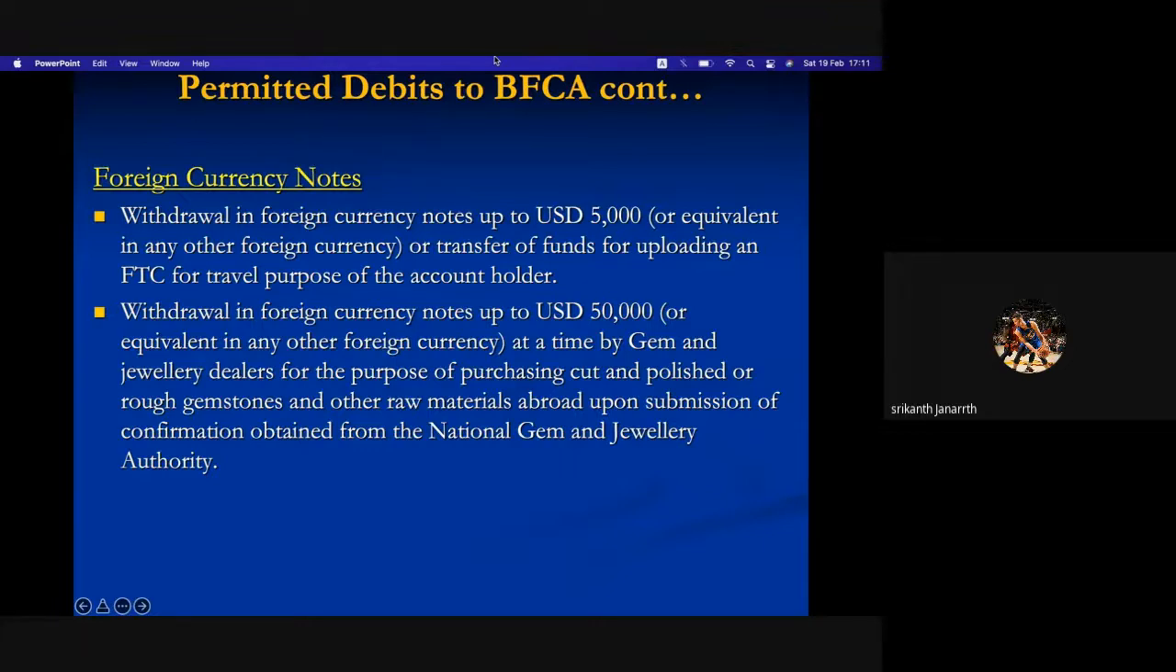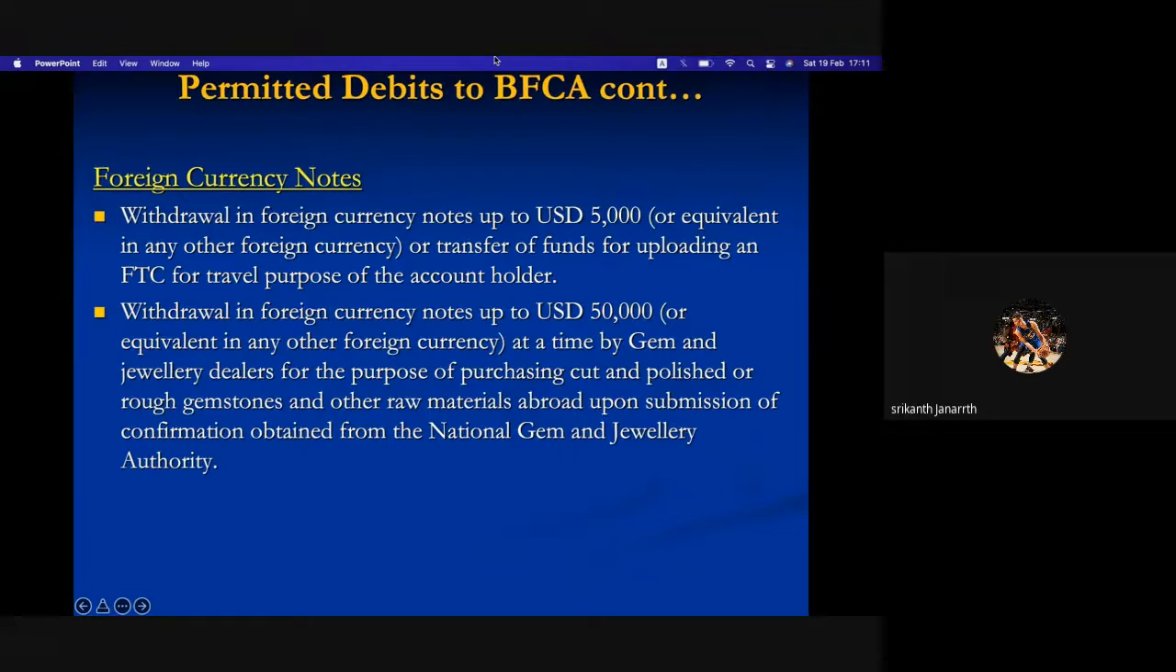If they have a foreign currency BFC account with more than $50,000, they can take up to $50,000 to buy these rough gems at auctions taking place overseas. But there is a requirement. They have to be registered with the National Gem and Jewelry Authority, and they have to submit certain documentary evidence. Then the authority will give a confirmation.